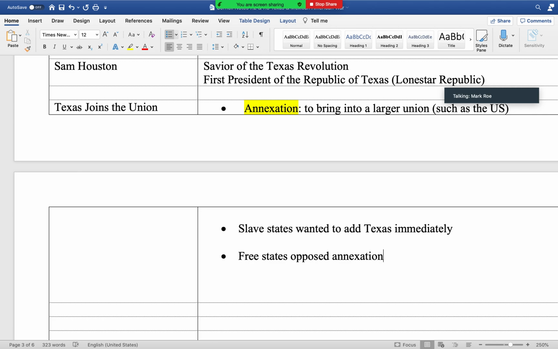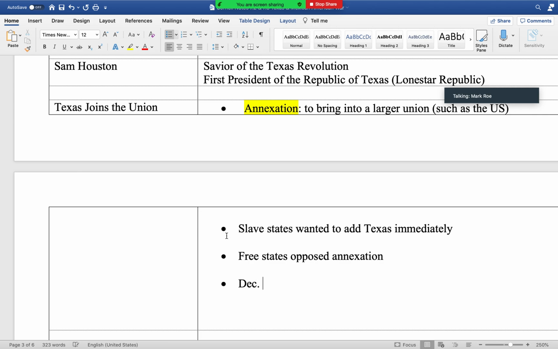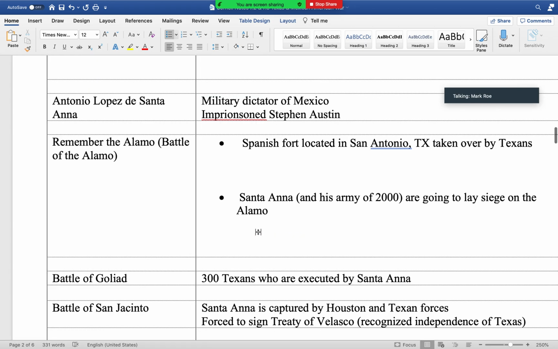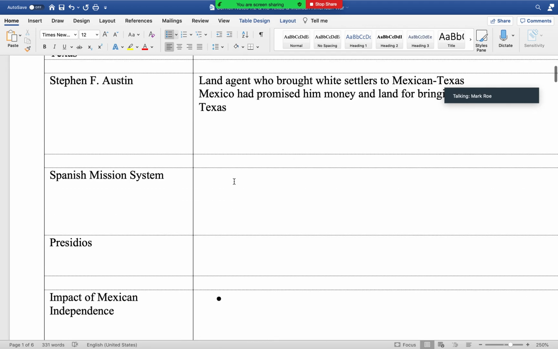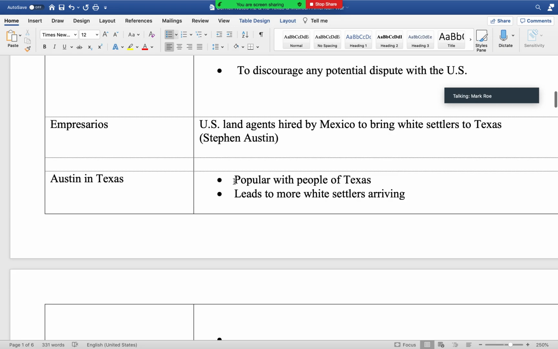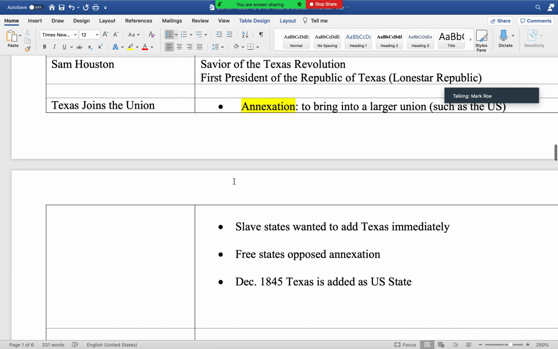In December of 1845, Texas is added as a U.S. state. I believe it's the 26th state. Somebody can look that up if you want, but I believe it's the 26th state in December of 1845. So that's in a nutshell a little bit about Texas and the revolution. Again, the Texas Revolution has to do with Texas becoming independent of Mexico. That's what this section 2 is all about.